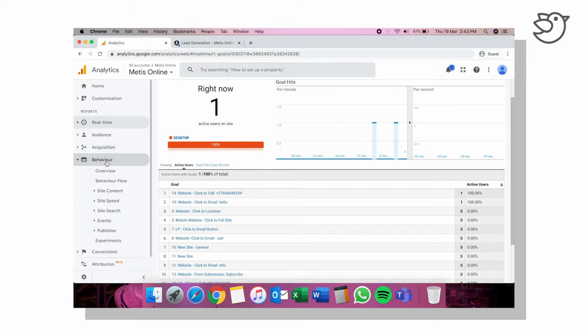Behavior tells us what happened. So in other words, now that they're on your website, what did they do? What pages did they look at? Which are the pages that they exited on? So we get a lot of insight into the what behavior.